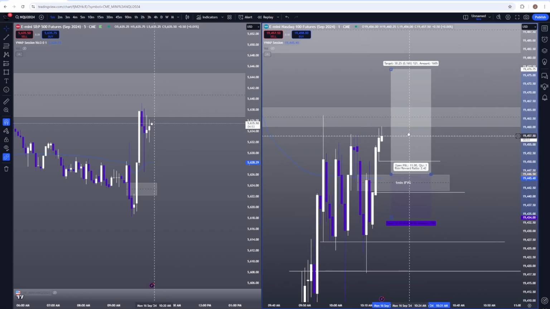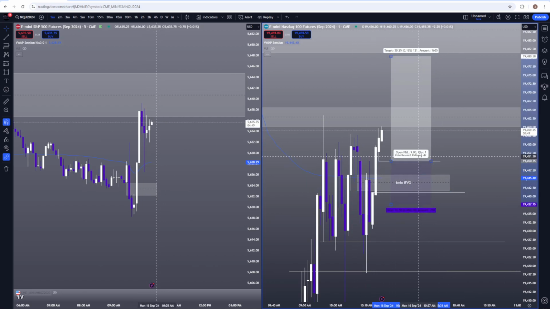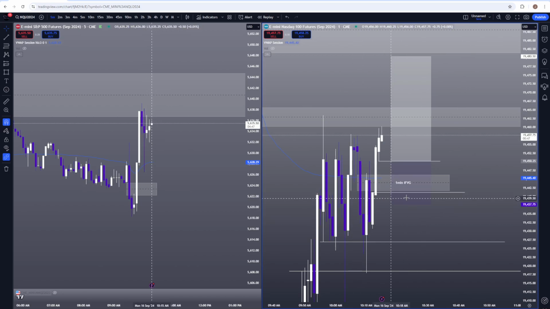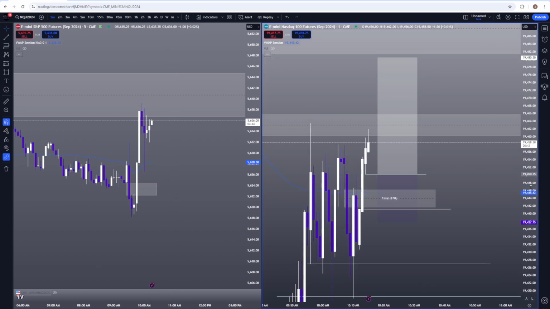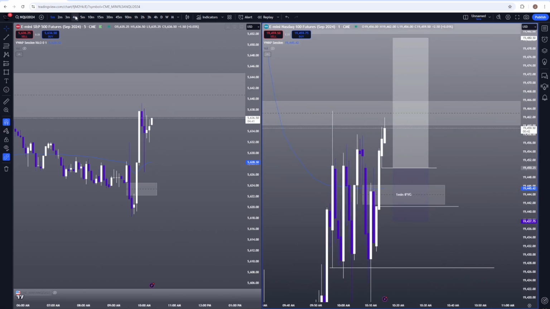So if this one needs to come back for us here, we need to see us trade back into this 1 minute BISI and give us a good entry. Keep our stop below this fair value gap, this inverse. If it's not going to trade back for us, there's not much we can do. We're not going to chase. We need to see us come back for us.